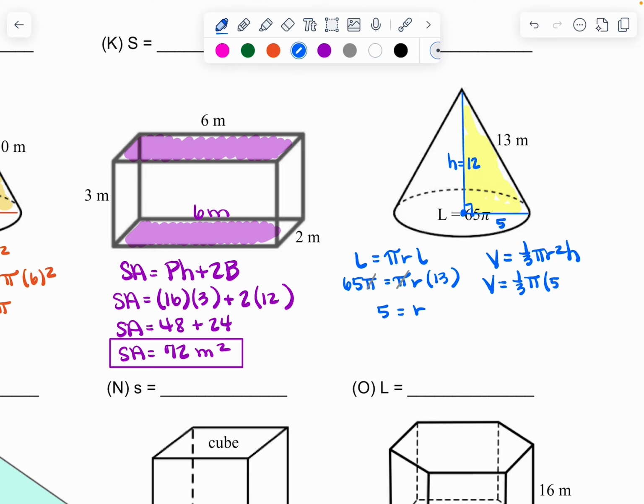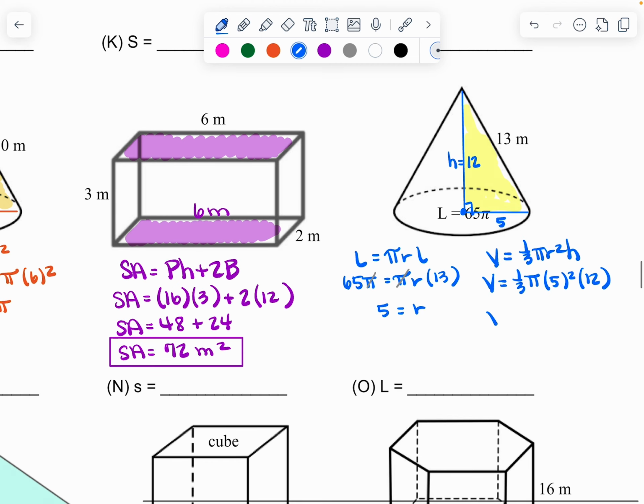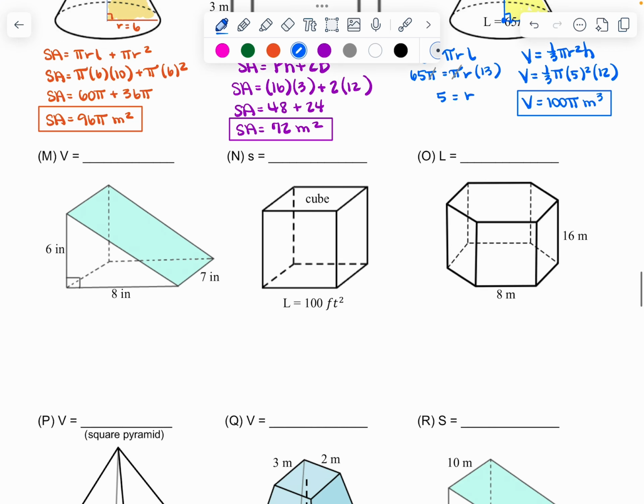1/3 pi r squared h to actually solve for the volume that it wants. So 1/3 pi, the radius of 5 squared, times the height of 12. And then I'm literally just typing all of that in my calculator except for the pi. So the 1/3 times 25 times 12, which is going to give me 100 pi cubic meters. So we use the lateral area to solve for the radius so that we knew the radius that we could plug in to the volume formula.